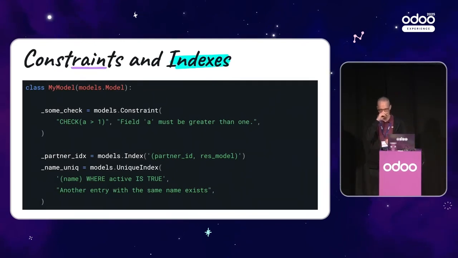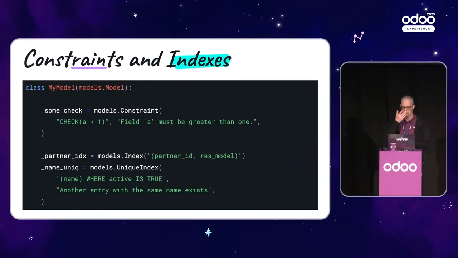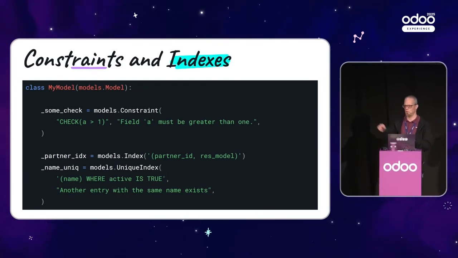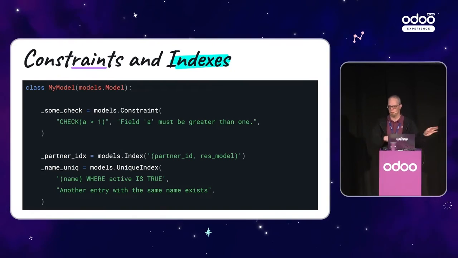Here's something else that was improved. This is not a dramatic change, but it's a small syntactic change in the way you declare constraints and indexes. There was no predefined declaration for indexes.